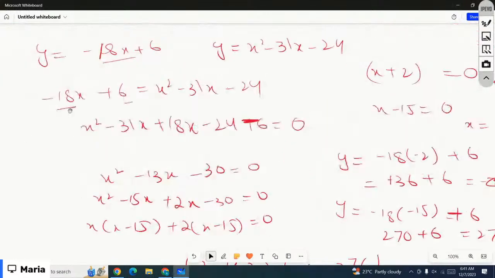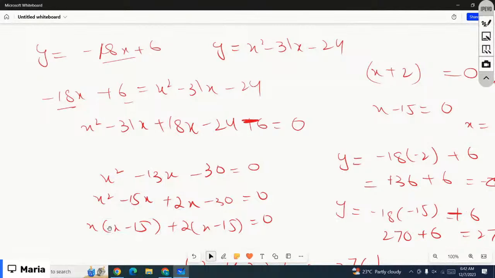Okay. Negative 18x plus 6 equals x square minus 31x minus 4, right? So move the terms to the other side and collect the like terms. Negative 31 plus 18 is negative 13x, and negative 4 minus 6 is negative 10, right? So you are left with x squared minus 13x minus 30. Now you have to solve this quadratic equation using any method and find the value of x, right? So I factored this equation.